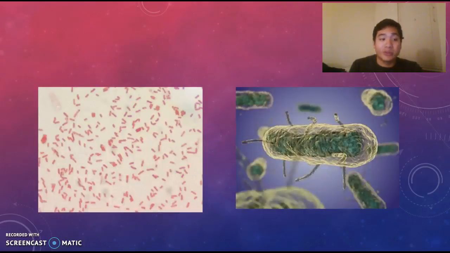So in this next picture, we're going to be looking at Yersinia pestis under two types of microscopes. On the left is a regular microscope, and on the right is the electron microscope. On the left, you can see it's a regular gram stain of the bacteria. Yersinia pestis is a rod-shaped gram-negative bacteria.